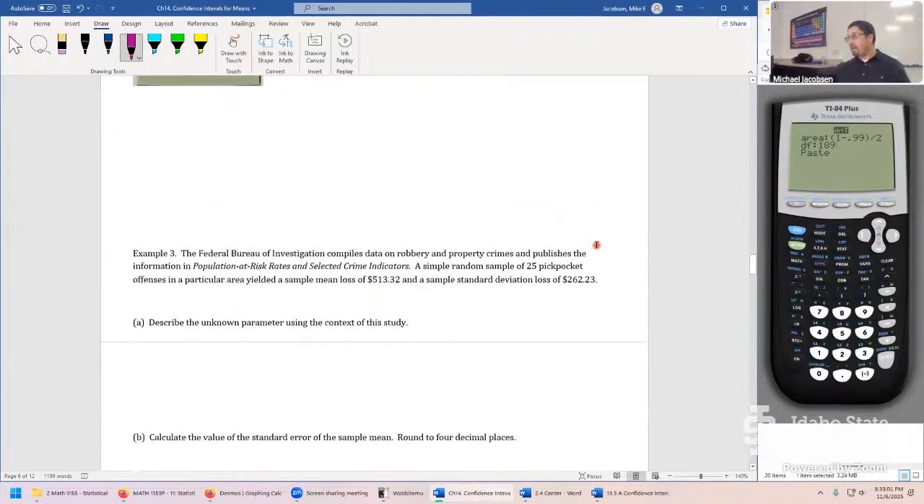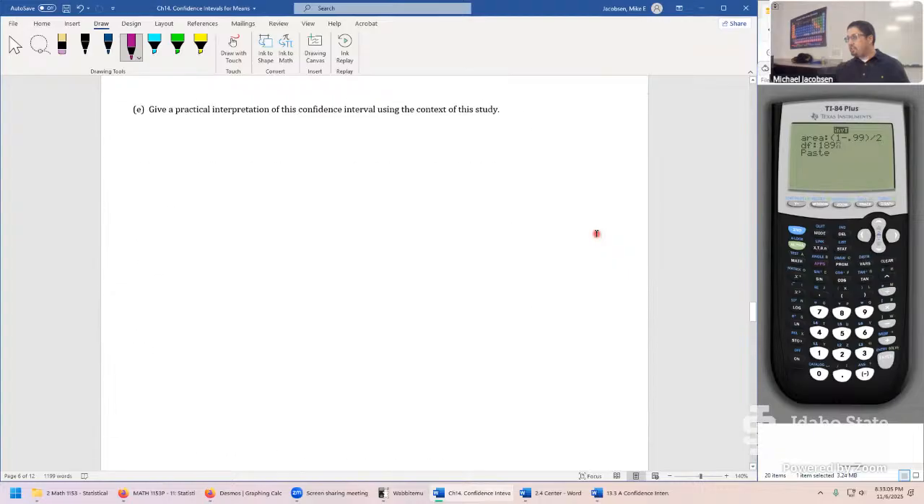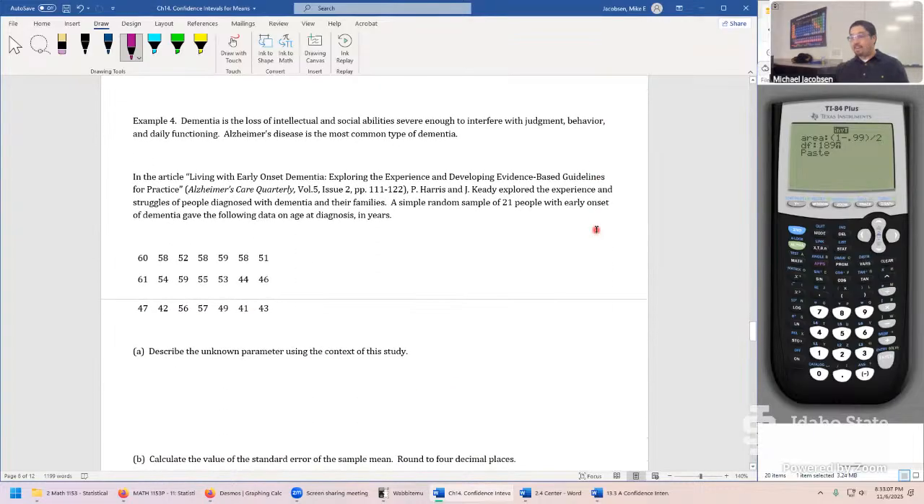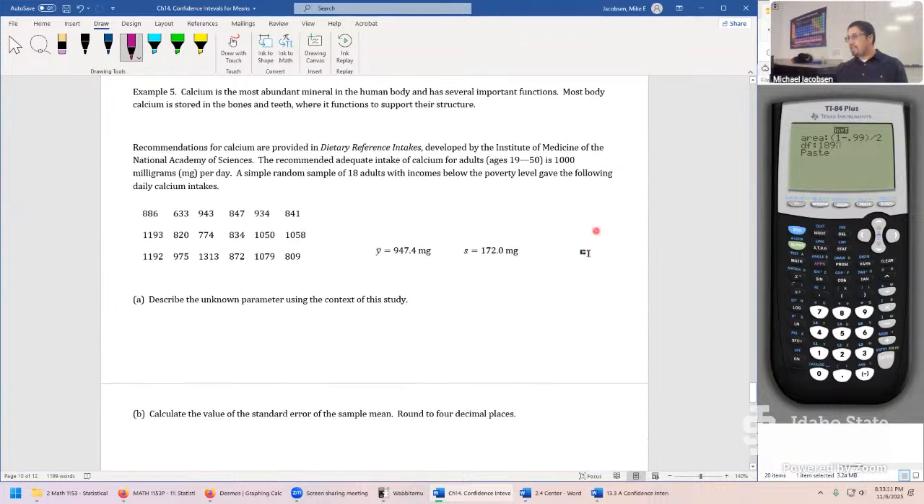This looks like it's a crime statistics kind of problem. This one's real data. Apply it again to, this one's data on dementia, so that's kind of exciting. And another one looks like something in nutrition, something about calcium.